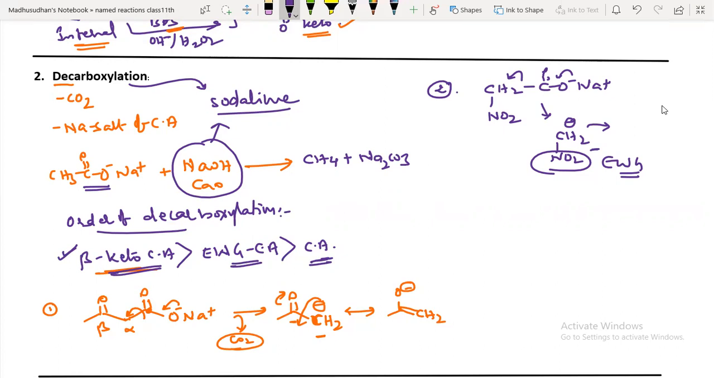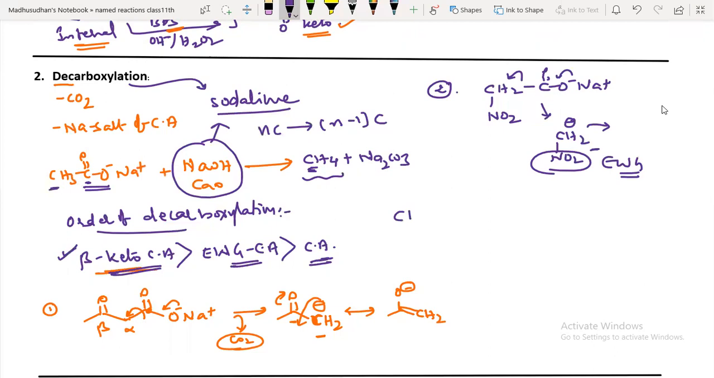In decarboxylation, if you are starting with 2 carbons, only 1 carbon appears as the main product. That means the carbon number decreases by 1. If you start with N number of carbons, you will get N minus 1 carbons only.